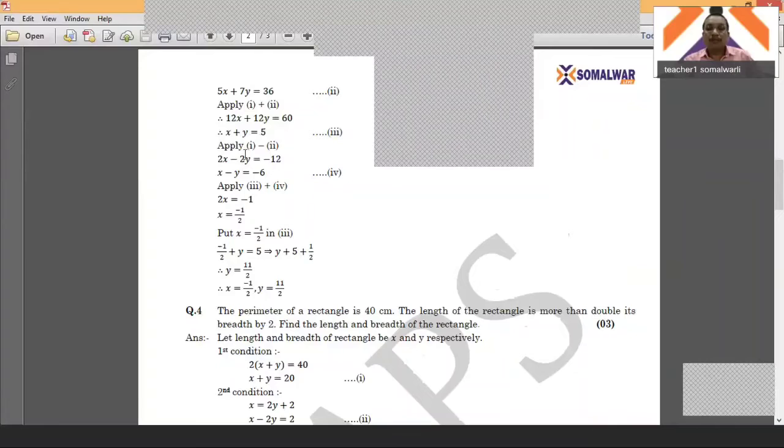Then applying subtraction, first minus second. So 7x minus 5x is equal to 2x. 5y minus 7y is equal to minus 2y. And 24 minus 36 is equal to minus 12. All coefficients are divisible by 2. So dividing it by 2, it will give us x minus y is equal to minus 6.